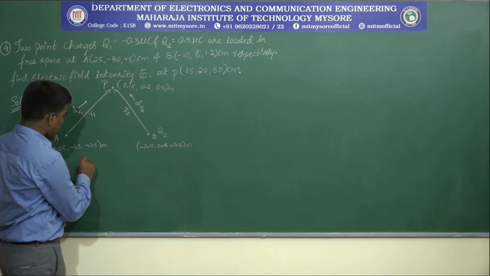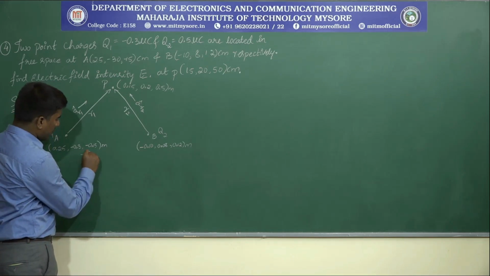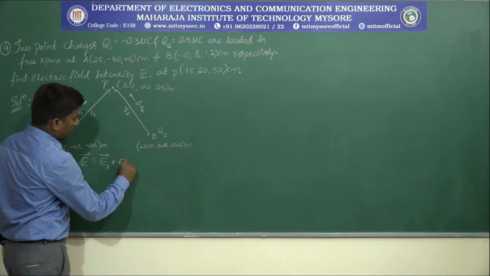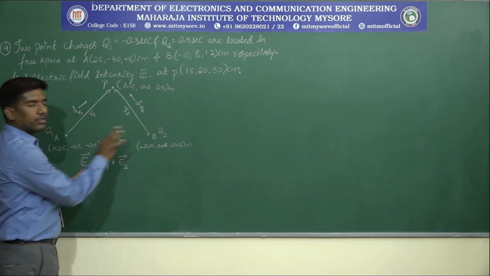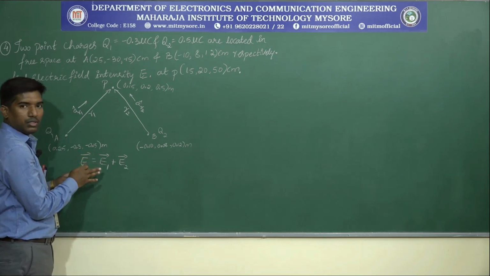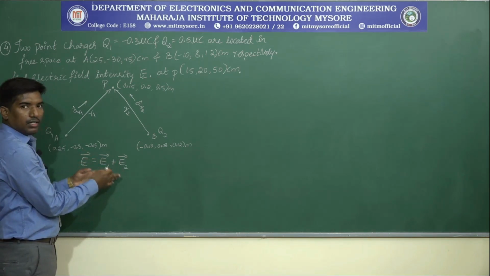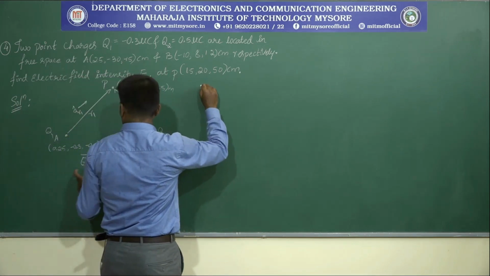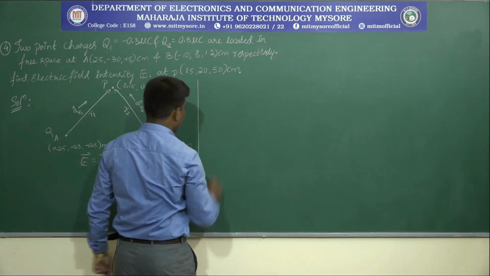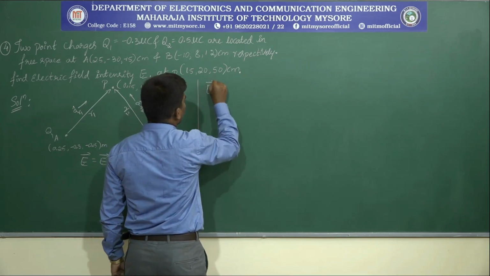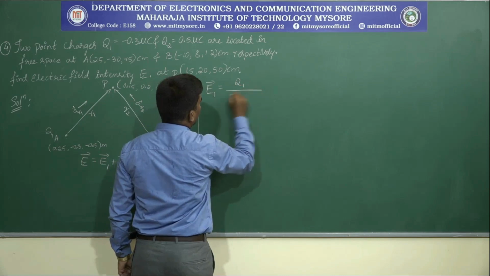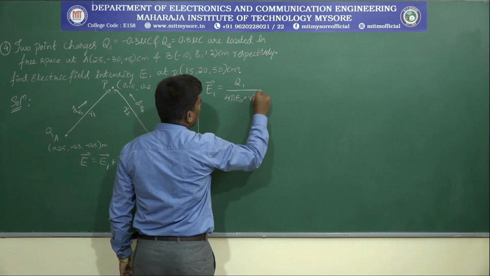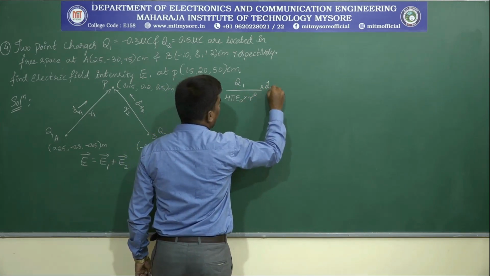So again we need to apply the superposition theorem, that is, the total electric field intensity E is equal to the algebraic sum of the electric field intensities obtained from each of the point charges. That is what the superposition theorem says. We need to calculate E1 and E2 separately. Before solving for E1, we need to calculate the unit vector. E1 is equal to Q1 divided by 4 pi epsilon naught R square into A cap R1.